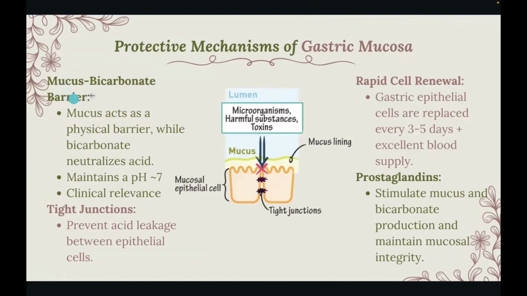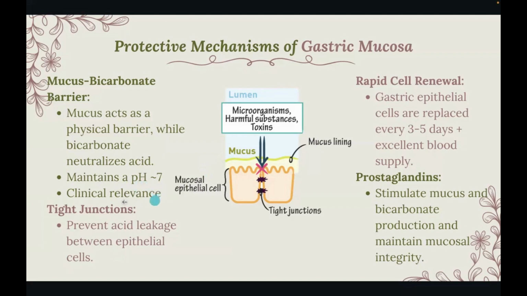Number one is the mucus bicarbonate barrier. Mucus is basically going to act as a physical barrier, right? And the bicarbonate is going to neutralize the acid. I told you bicarbonate is basically a buffer. It's a substance that's released to alkalinize anything. So the mucus acts as a physical barrier, and bicarbonate is also released to try to neutralize the acid, and it helps maintain the pH of 7.